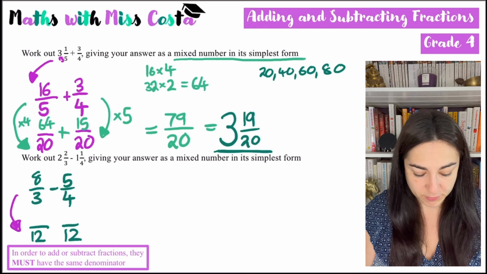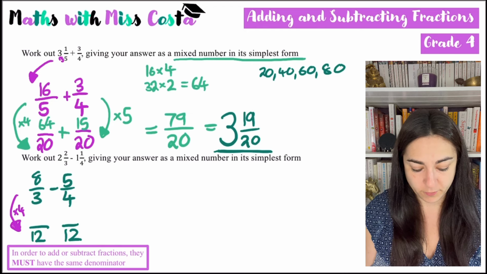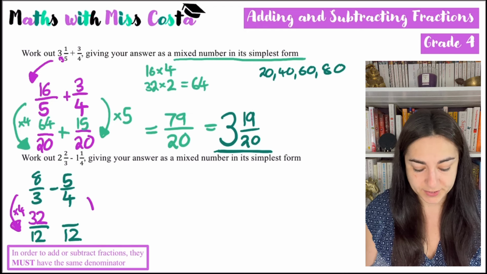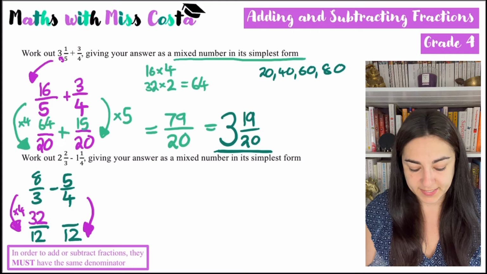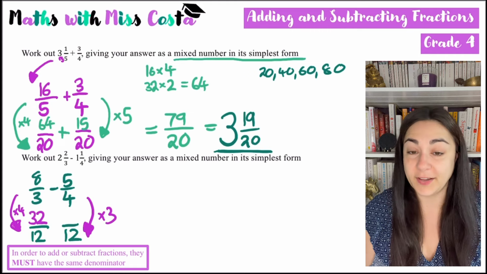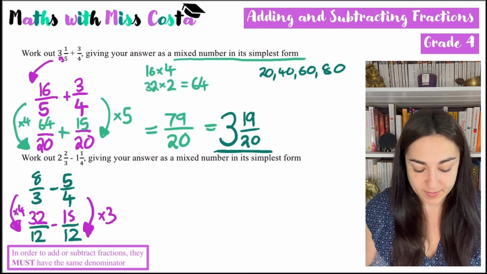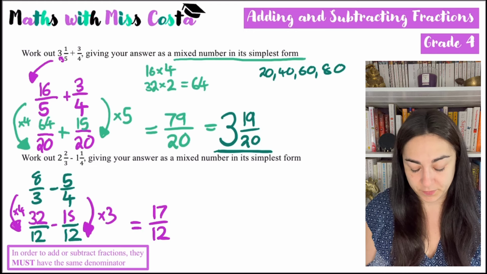So what did I multiply 3 by to get to 12? I times by 4. So 8 times 4 is 32. What did I multiply 4 by to get to 12? I multiplied by 3, so 5 times 3 is 15. Then I've got 32 take 15, which is going to give me 17 over 12.